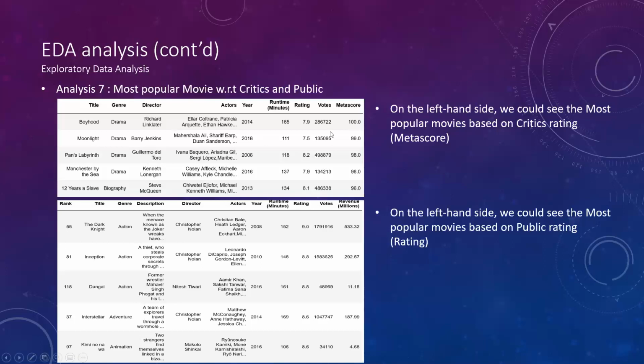Whereas when it comes to the popular movies with respect to public voting, we could see that The Dark Knight, directed by Christopher Nolan and released in 2008, is the one with the highest public traction, with around 1.7 million votes. With respect to public rating, these are the top 5 movies in order of the magnitude of votes. The Dark Knight is at the top, followed by Inception, Dangal, Interstellar, and then Kimi No Na Wa, right? So these are the top movies we could see out of this list.